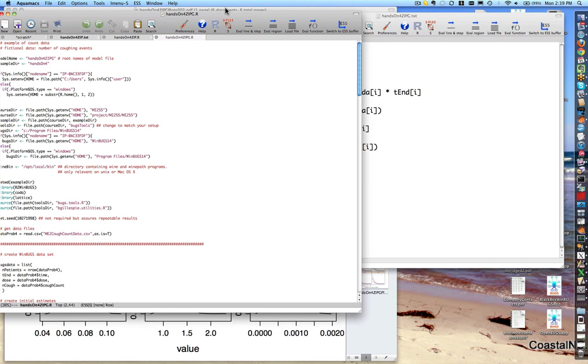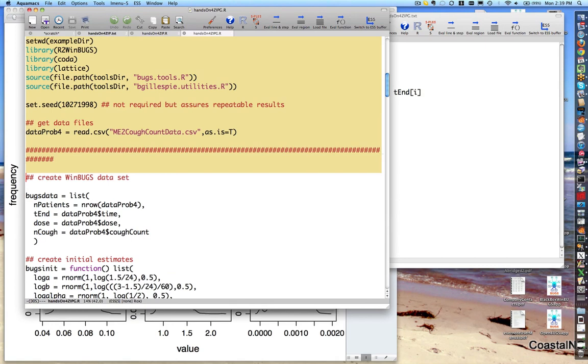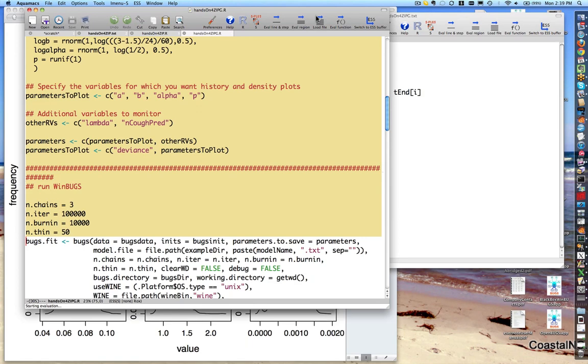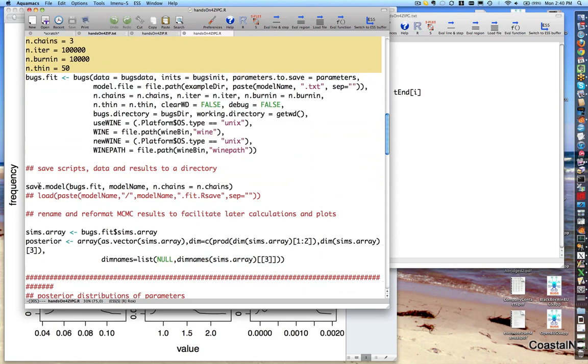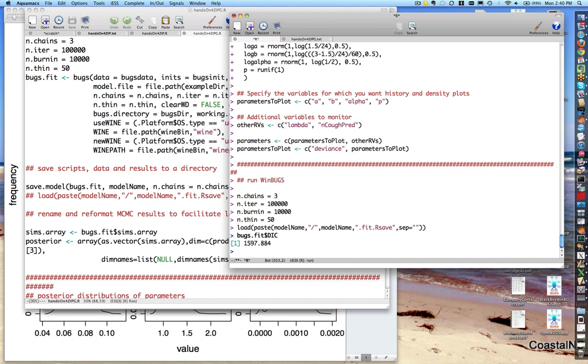Okay, let's go ahead and run it so we can do a partial run, since I didn't actually record things like the DIC for this, but we can reconstitute it pretty quickly. Let's just grab this guy here. So let's take a look at our bugs.fit$DIC. You can see that's about 1600. Let's go ahead and also get the PD while we're at it.